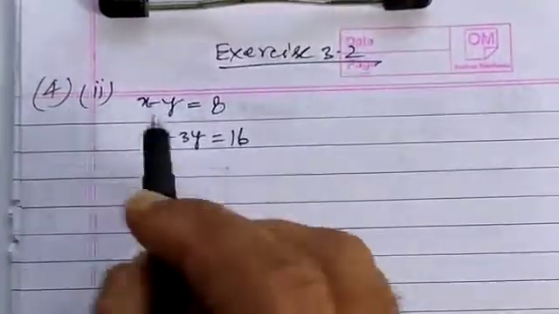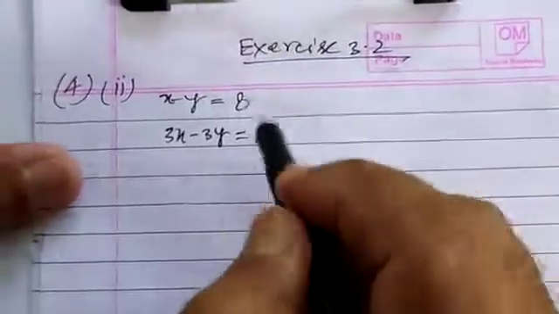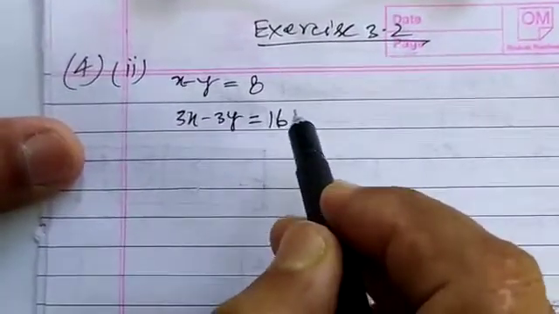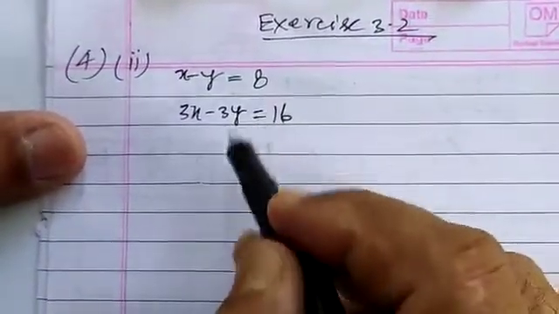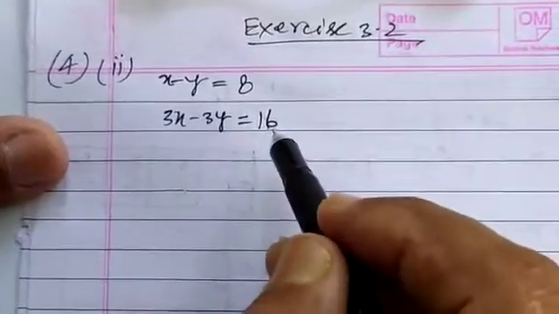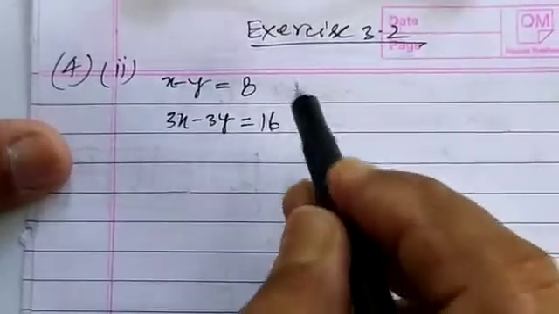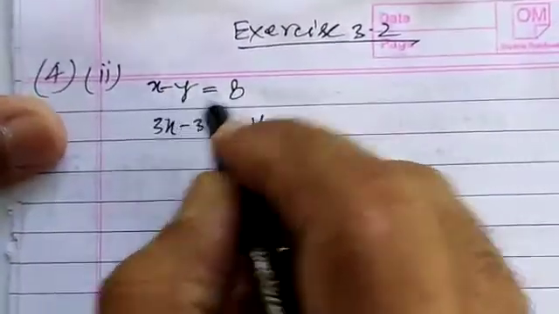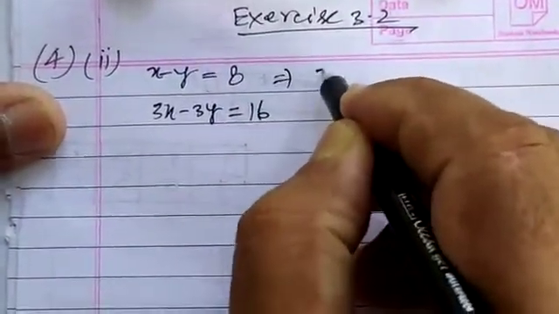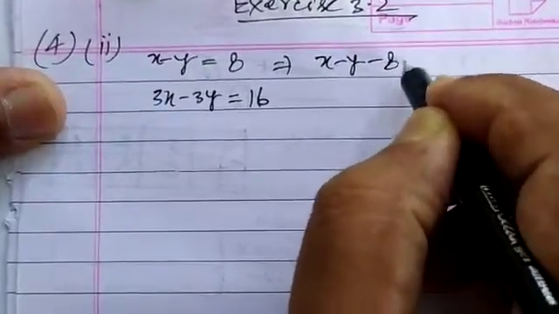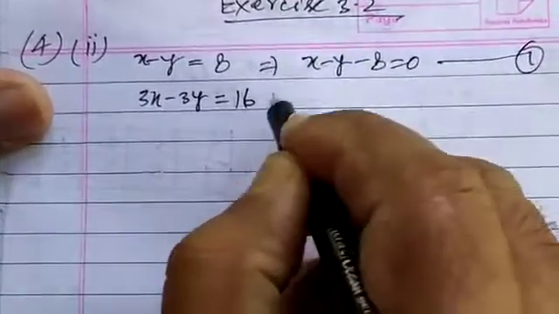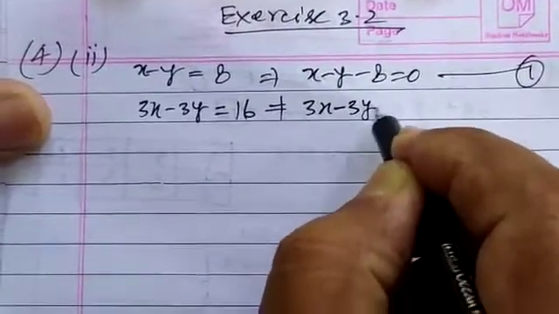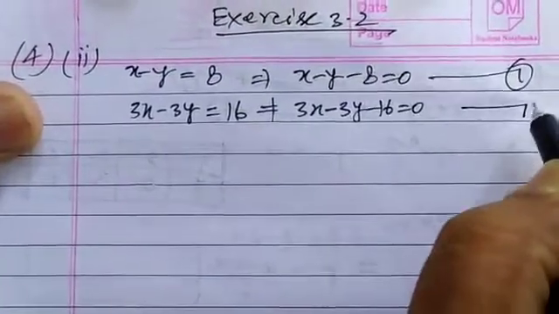In exercise 3.2, question number 4 second, these are two equations given: x minus y equals 8 and 3x minus 3y equals 16. And here again we have to check whether the system is consistent or inconsistent. If it is consistent, then we have to solve graphically. So now here x minus y equals 8 can be rearranged like this: x minus y minus 8 equals 0. This is equation 1. And the second equation can be rearranged as 3x minus 3y minus 16 equals 0. This is equation 2.